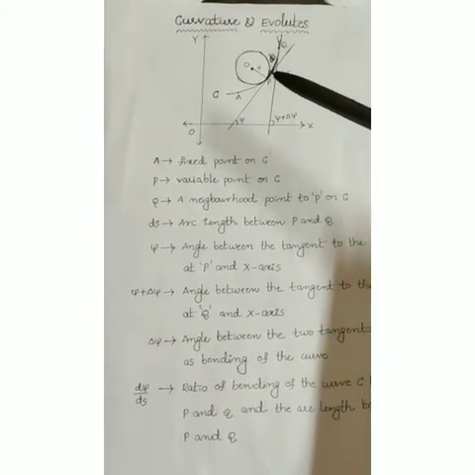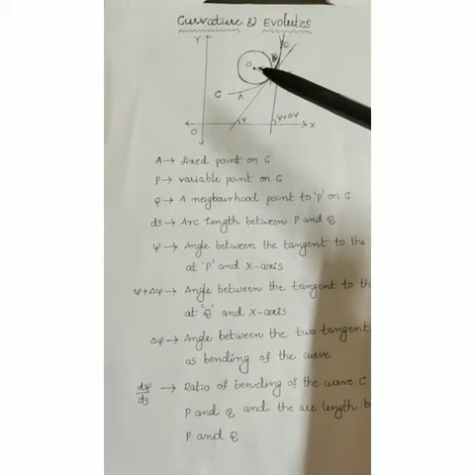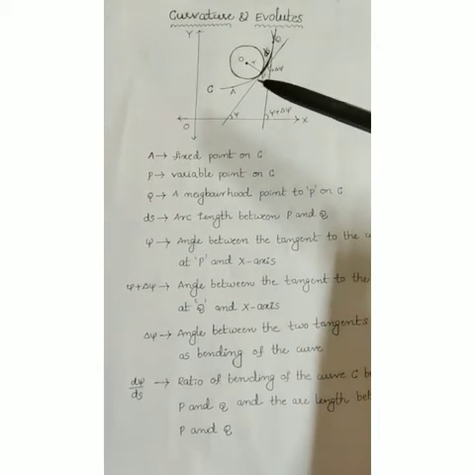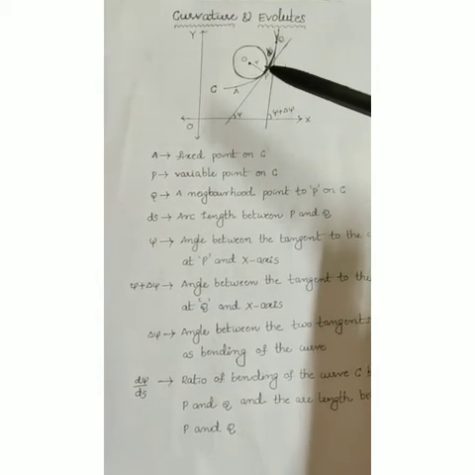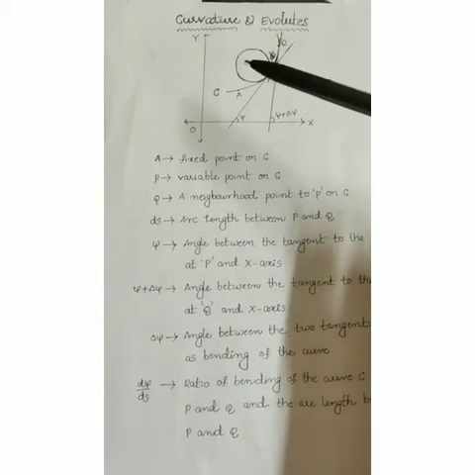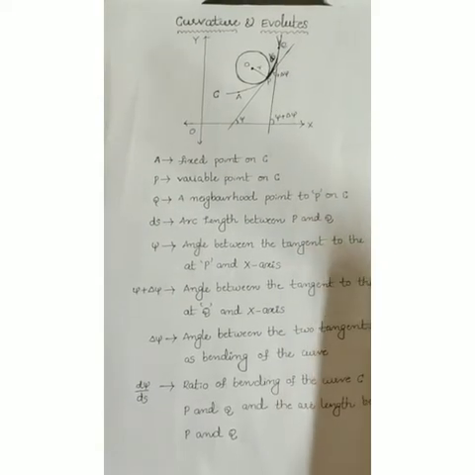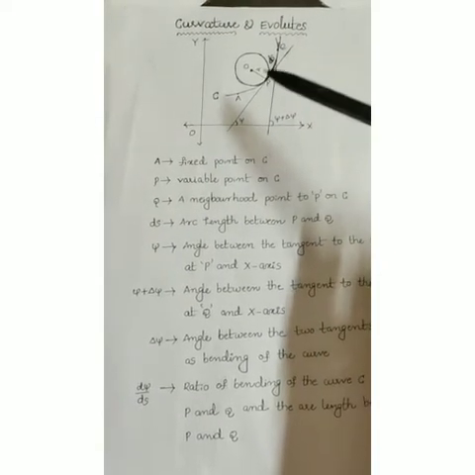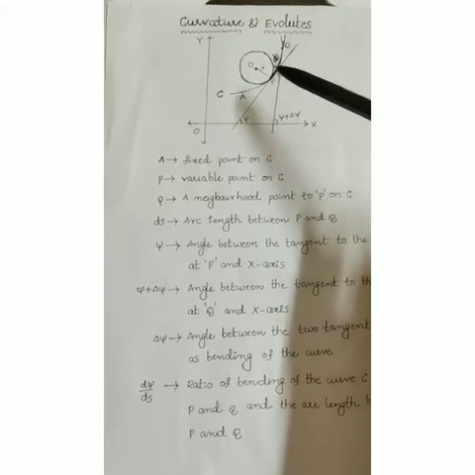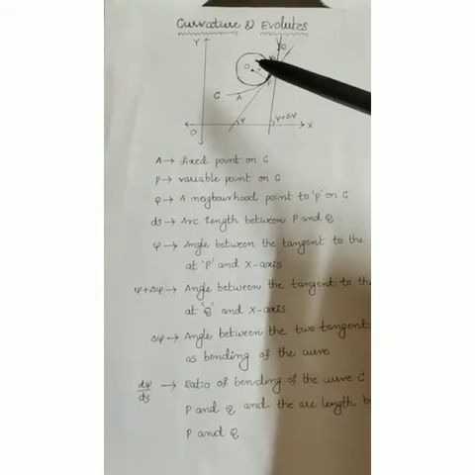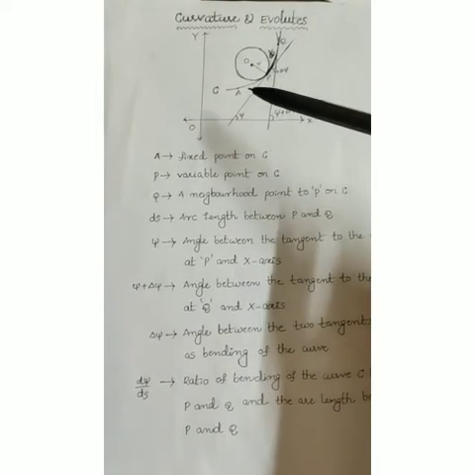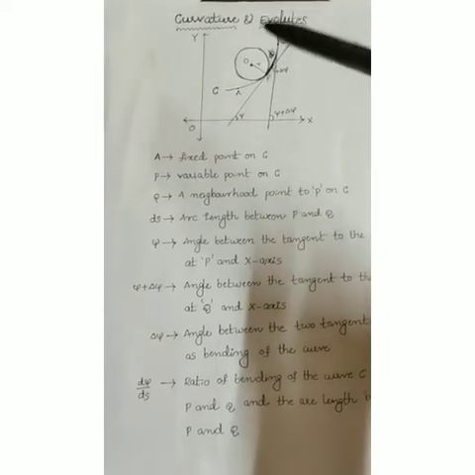Now let us consider the circle. O is the center of the circle and P be any point on the circle. The distance OP is called the radius, denoted by small r. So OP equals r is the radius of curvature and O is the center of curvature. So this is a circle.